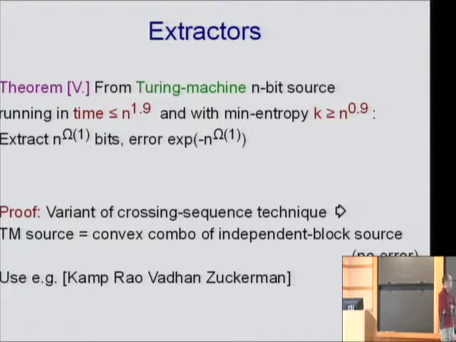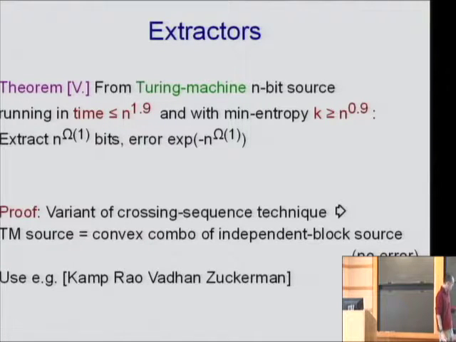You can get this type of extractor actually. The machine will run in time n to the 1.9, which is the best that we know. After more than 40 years, you can extract a polynomial number of bits with exponentially small error. You can either do it with communication complexity, as Avi was saying, but there's actually a couple of variants.